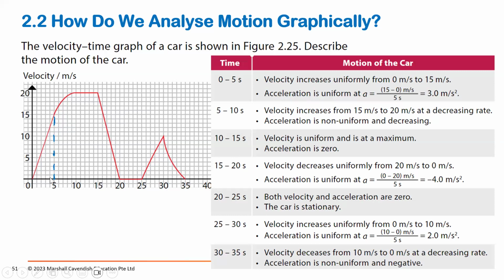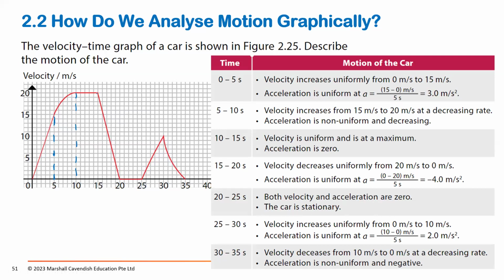The next section is from 5 seconds all the way to 10 seconds. I have another type, which is not a straight line. You take a look at the gradient. The gradient is decreasing, more and more gentle. If I'm decreasing gradient, it means I'm decreasing acceleration. So from 5 to 10 seconds, I will describe it as having a decreasing acceleration.